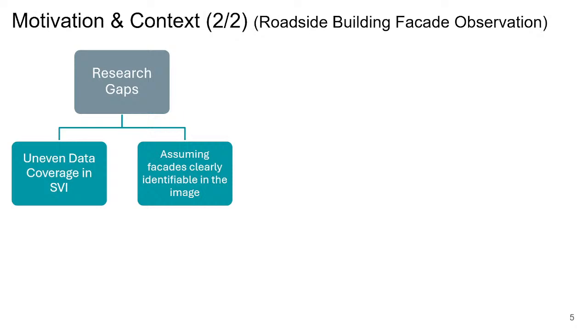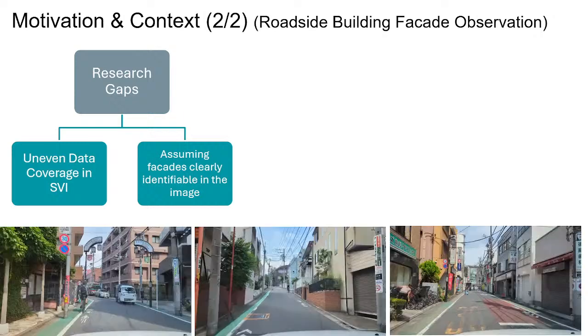For street view images, the literature has shown that the coverage of the data is uneven. Usually it doesn't cover all the streets or roads with the same frequency, so it is biased or incomplete. Then most existing studies that have used street view images or their collected data usually assume that the facades are clearly identifiable in the image, just like in the last image. However, there may be dense contexts where the facade may not be clearly identifiable. We may have intermixed facades when we look at the image view.